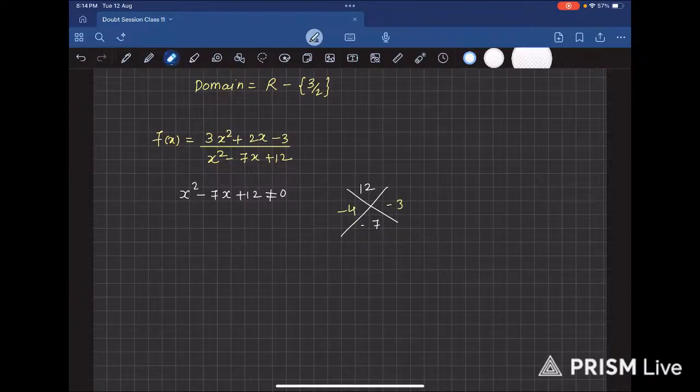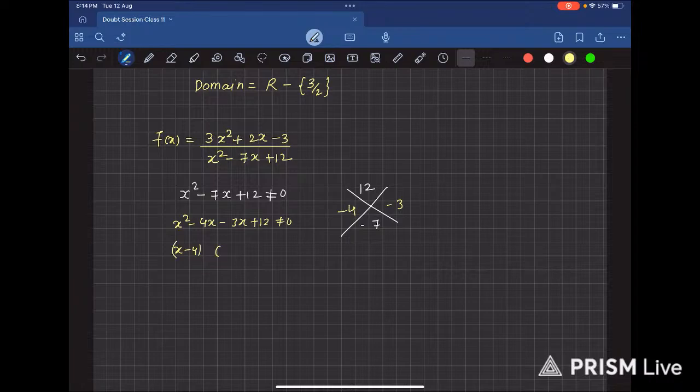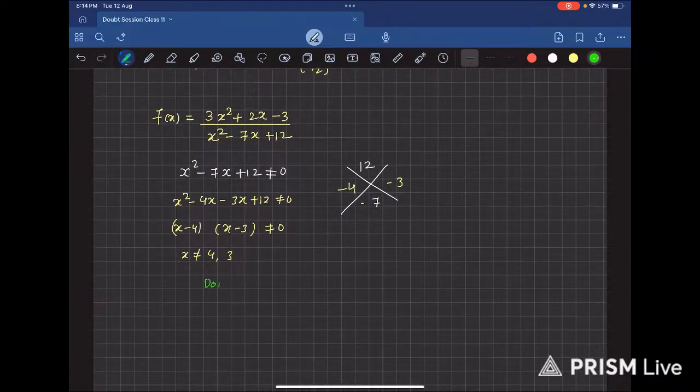So here we can write x square minus 4x minus 3x plus 12 is not equal to 0. So do factorize it. x minus 4 into x minus 3 is not equal to 0. Therefore x is not equal to 4, 3. So we cannot take this 4 and 3 in the domain. So domain will be what? All real numbers minus {4, 3}. So this will be the answer for domain. I hope सब लोग को समझ में आया होगा.